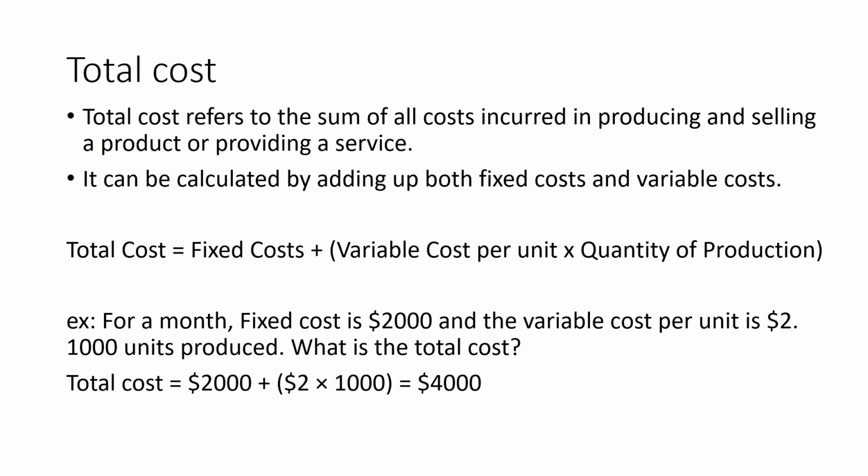Here is an example. For a month, let's say fixed cost is 2000 and the variable cost per unit is $2. 1000 units produced. What will be the total cost? Total cost will be the fixed cost 2000 plus the unit cost multiplied by the units produced. Total cost will be $4,000.